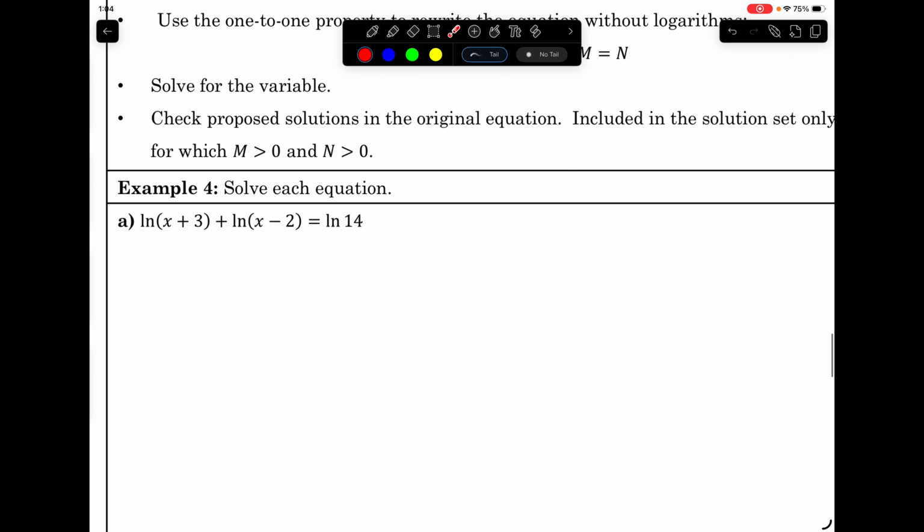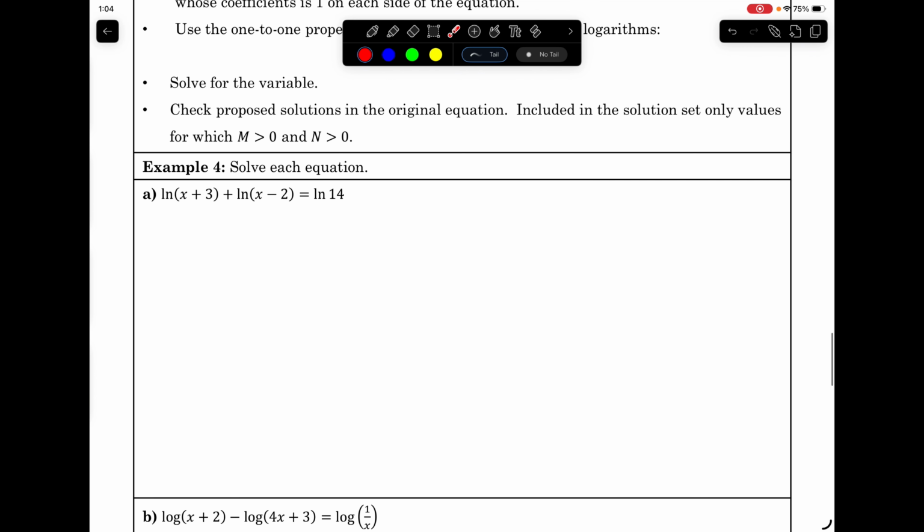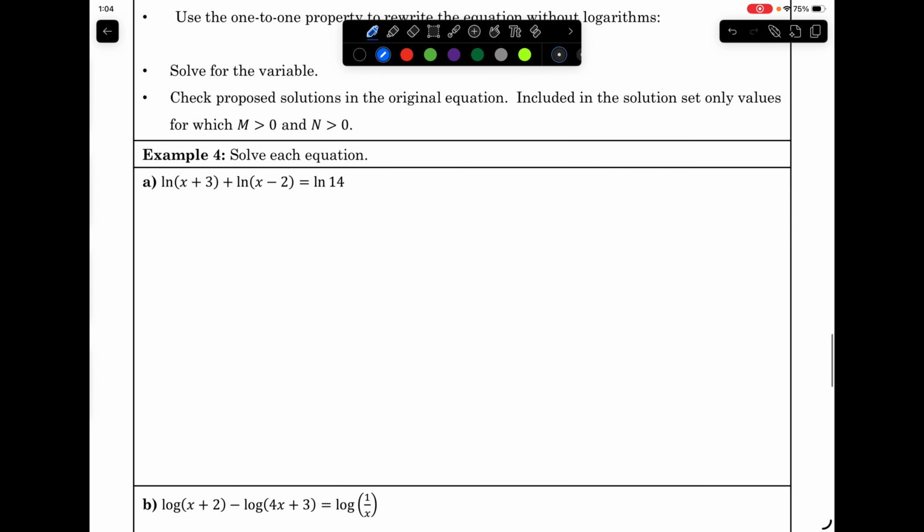So let's figure out the domain again. That just means I need to check what my domain is. So let's start off with this one right here. For the domain of that one, I need x plus 3 to be bigger than 0, which means that x would have to be bigger than negative 3. And this one right here means that x minus 2 would have to be bigger than 0. So x would have to be bigger than positive 2. So let's visualize this.